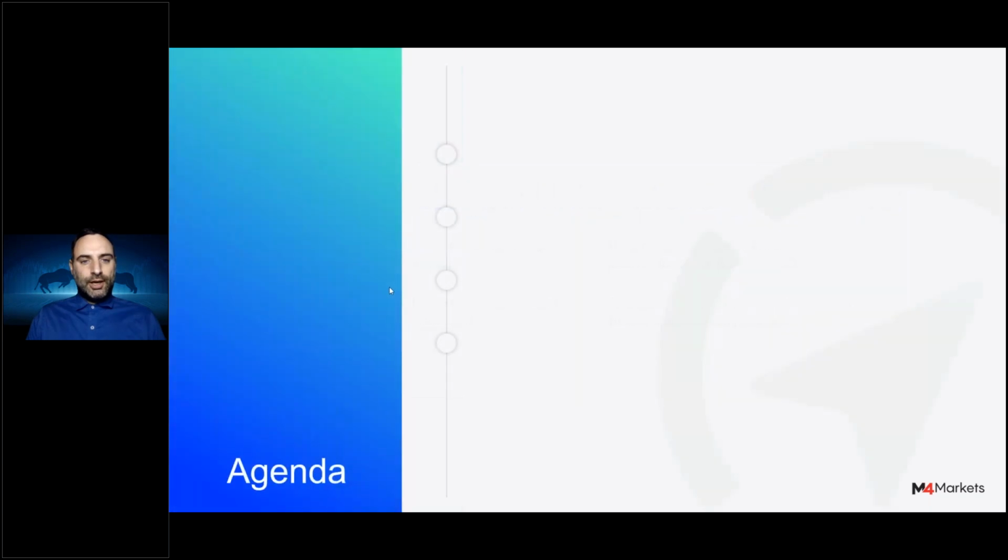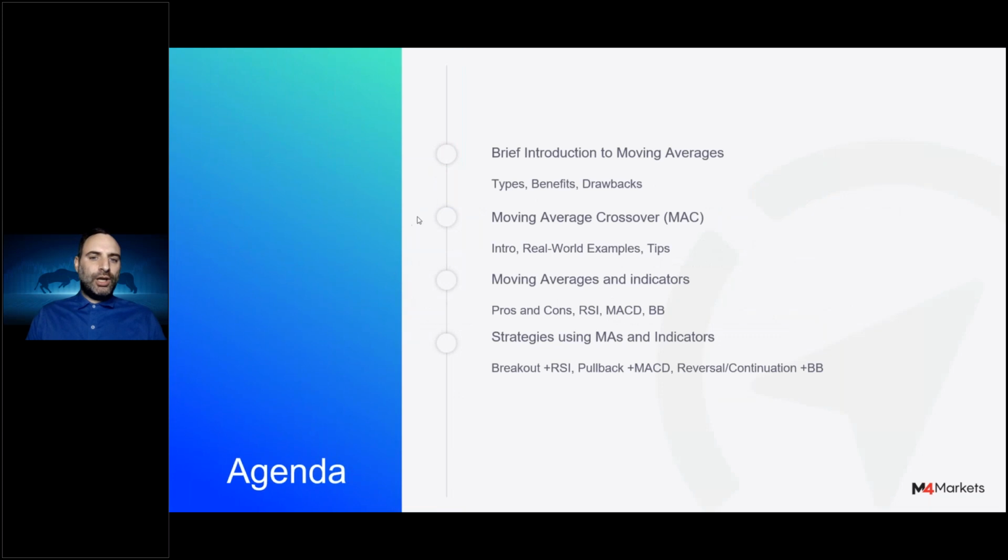So without taking much more time in the introduction, the agenda is all about, at the beginning, the types, benefits, and drawbacks of moving averages. Then we're going to look at the most significant signal that moving averages can give in combination. It's not really recommended to use one moving average on its own, and this is, of course, the MAC, or moving average crossover, with some examples and some tips.